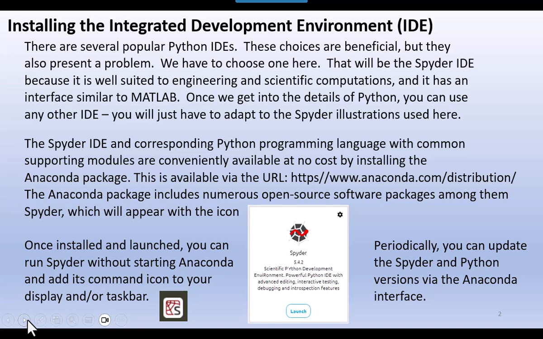But we recommend that you install Spyder, and the easiest way to do that is via the Anaconda package. And we show here where you can obtain that on the internet. And the Anaconda package includes numerous open source software packages, and among them you will find Spyder, and the icon command is shown here. And you can launch it, and then after you have launched it, you'll find a separate command button in Windows, and if you want, you can transfer that to your display or down to your taskbar.